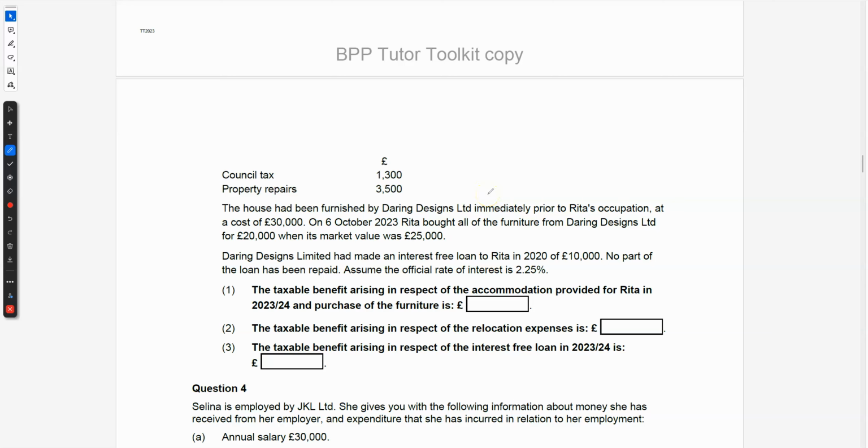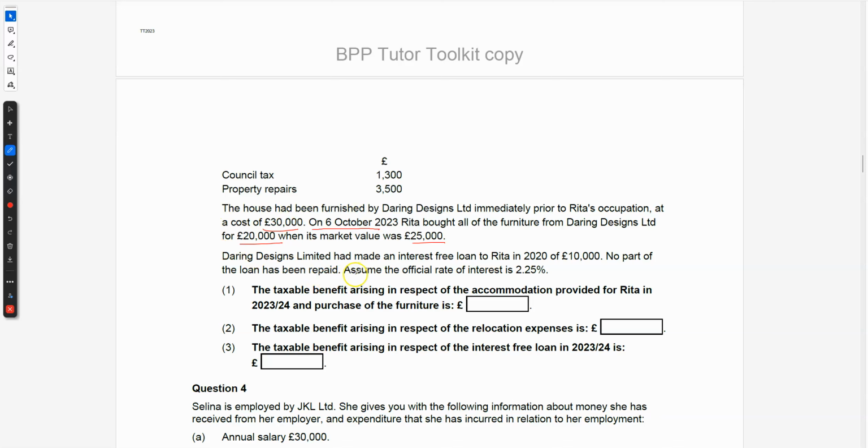The first one here is, first, Rita was using the furniture, and we need to check for how long. So on 6th October, that means the day he moved to the house, from that day till 6th of October, he was using the furniture, and the furniture cost was 30,000. And on 6th of October, he decided to buy the furniture from the company, and he paid 20,000 for that. But at that time the market value was 25,000. So we need to do two calculations for that.